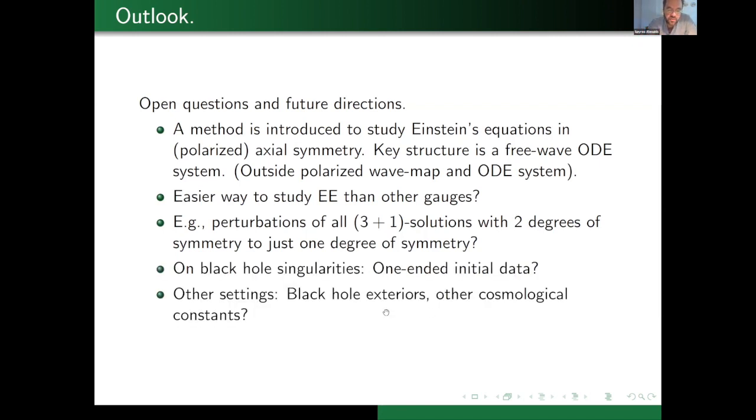And in other settings, the other extension we're going to hope to do is if you didn't have 2-ended initial data but 1-ended initial data, maybe not describe that too much, and also open up other questions. So for example, black hole exteriors with 1 degree of symmetry, or even other cosmological constants. Okay. So that's all I wanted to say.